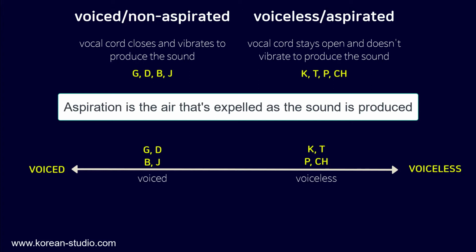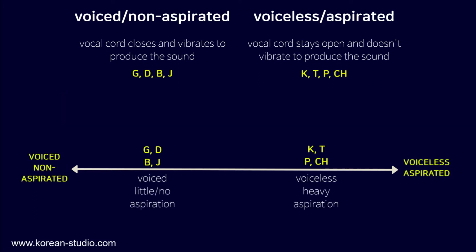On the other hand, with voiceless consonants, aspiration is more common as the sound is produced with the vocal cords opening up. And in this spectrum of voiced and voiceless consonants, the voiced consonant sounds are produced with little to no aspiration. However, voiceless consonant sounds are generally made with aspiration, with some sounds having more aspiration than others.